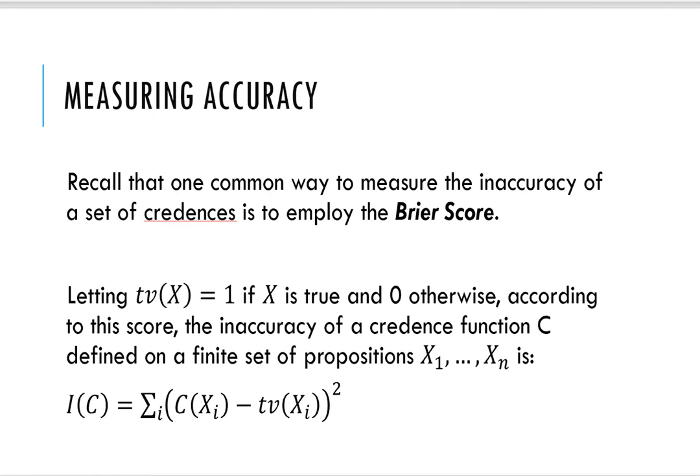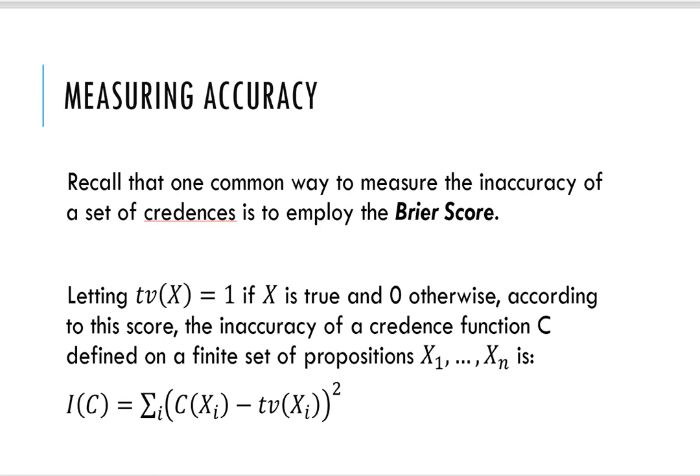Okay, so we're talking about accuracy. So how are we going to measure accuracy? Well, recall from earlier in the course that one common way to measure the accuracy or inaccuracy of a set of credences is to employ the Brier score. If you want more detail on the Brier score, you can go back to the earlier video that we had on it. I think it was in week 4 that we looked at it, possibly in week 3. We'll recall what it is briefly here.